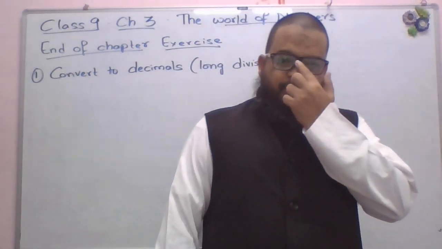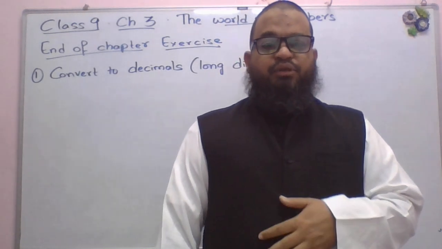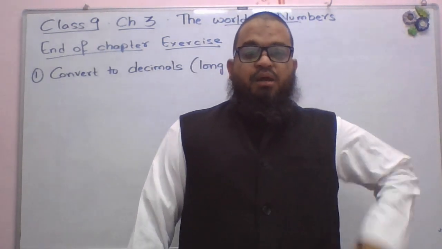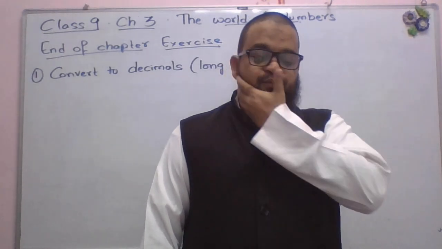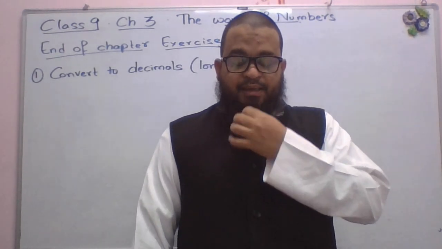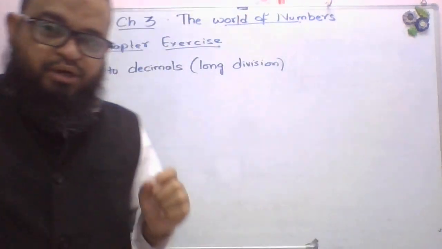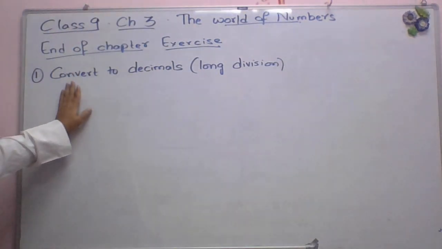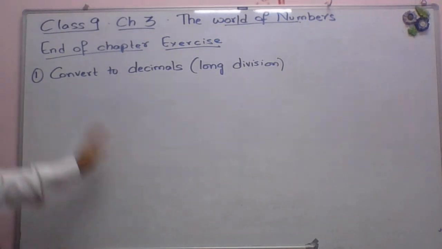So today in this video we are going to see class 9 chapter 3, the world of numbers, end of chapter exercises. Okay, so every question I will be explaining along with basics, and so please practice along with me. Okay, so now the first question is convert the given rational numbers into decimals.